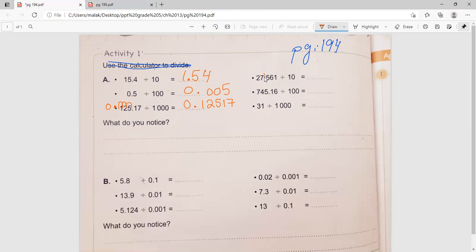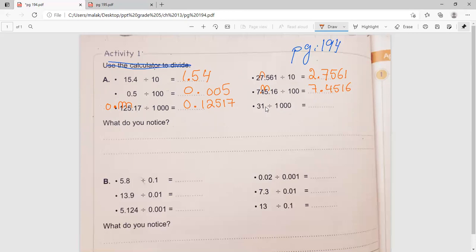Okay. Now, the second one, divided by 10. So we move it back one digit. It will be between 2 and 7. So 2.7561. Here, divided by 100. So we move it back how many digits? Two digits. 1, 2. It will be here. So 7.4516.